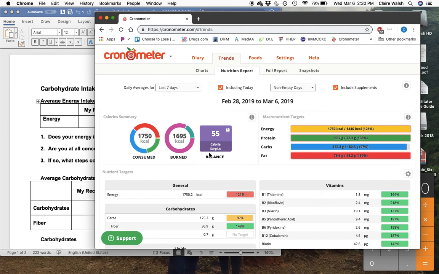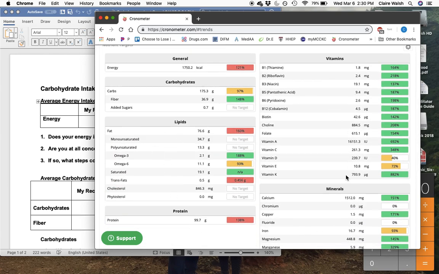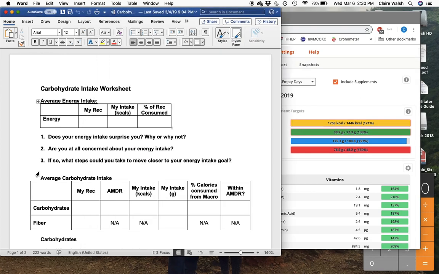And what you'll see here is the calorie summary. You can ignore this. We aren't going to talk about this for these assignments. The macronutrient targets, this is an important section of the screen that we'll use a lot. And then down here are all the other nutrients in a little bit more specific detail. So we'll go through those as well.